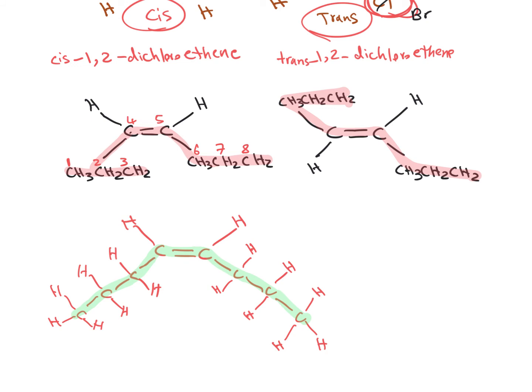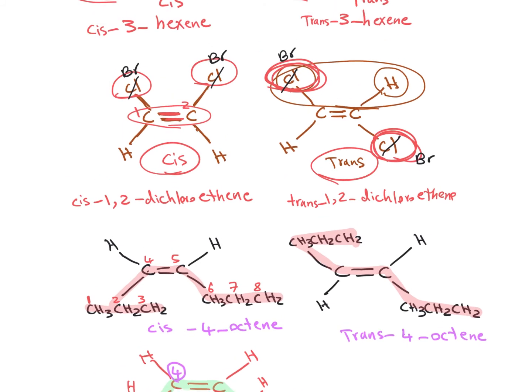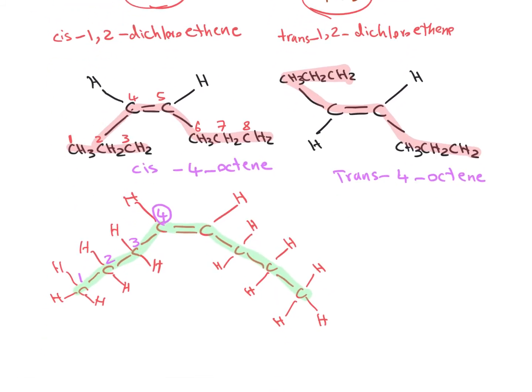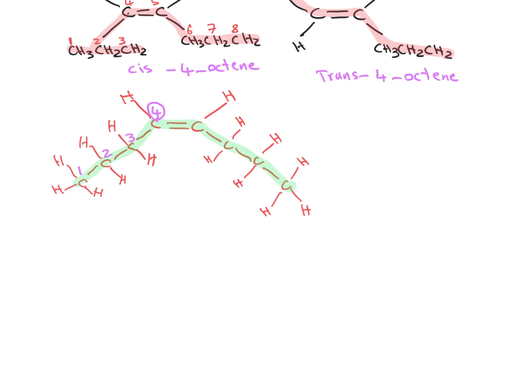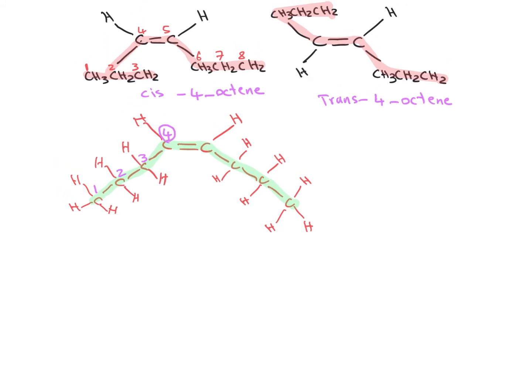would be 1, 2, 3, 4. So this would be 4-octene, and this would be the cis structure. This would be the trans structure. Okay, so right now I wrote 1, 2, 3, 4, and any other compound that you write that has cis and trans structures, as long as they have double bonds and they are unsaturated, it would be correct.